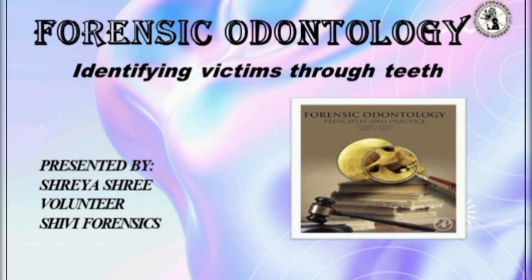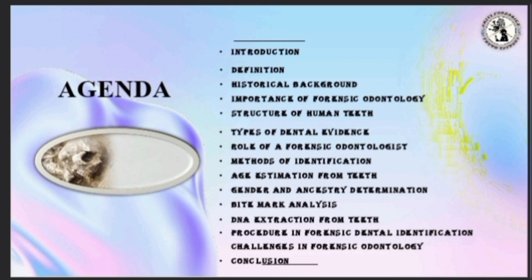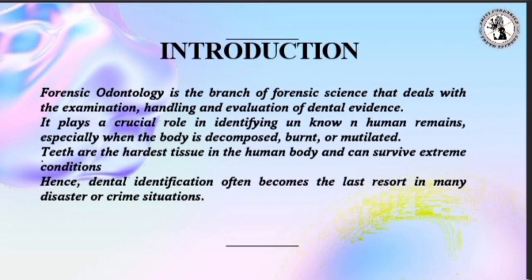Today we will learn about the topic Forensic Odontology, identifying victims through teeth. And the agenda is introduction, definition, historical background, importance of forensic odontology, structure of human teeth, types of dental evidence, role of forensic odontologist, method of identification, age estimation from teeth, gender and ancestry determination, bite mark analysis, DNA extraction from teeth, procedure in forensic dental identification, challenges in forensic odontology, and conclusion. We will start from the introduction.